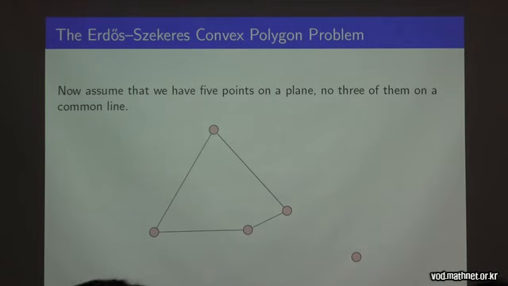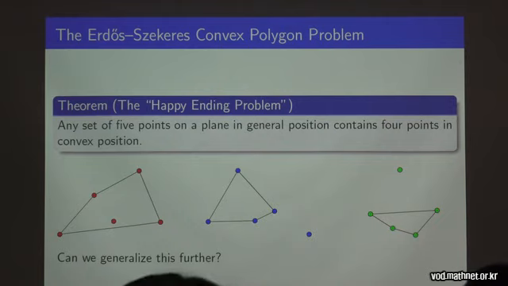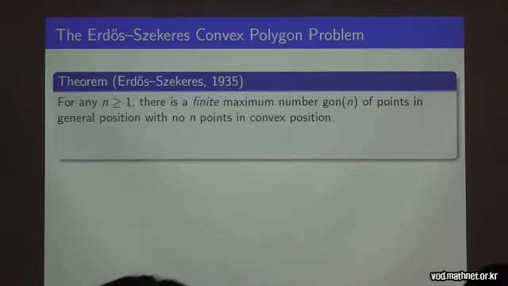This one, right? So the happy ending problem is a theorem. It states that any set of 5 points in general position contains at least one convex fourgon. And as mathematicians, we would like to generalize this further. And that's what Erdős and Szekeres, the godfathers of combinatorics, did in 1935.